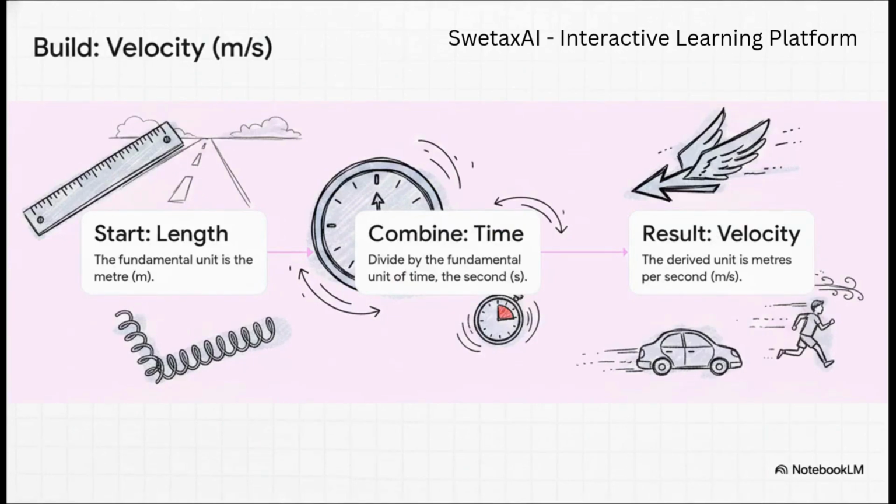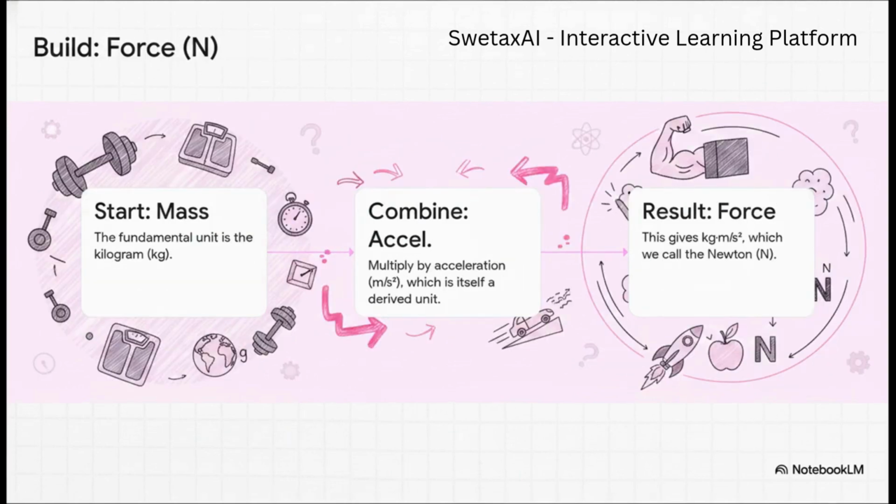Let's start with a really simple example, velocity. We all know velocity is just distance over time. So what do we do? We take the fundamental unit for length, the meter, and we divide it by the fundamental unit for time, the second, and boom, meters per second, our first derived unit. Simple.